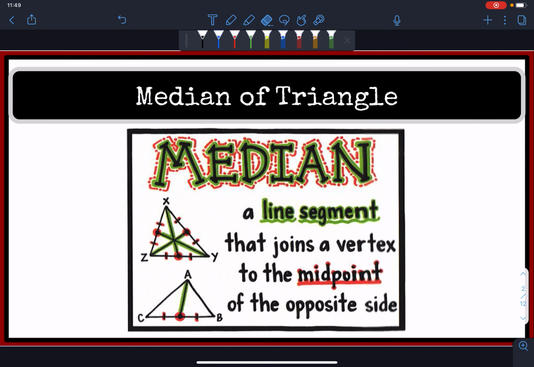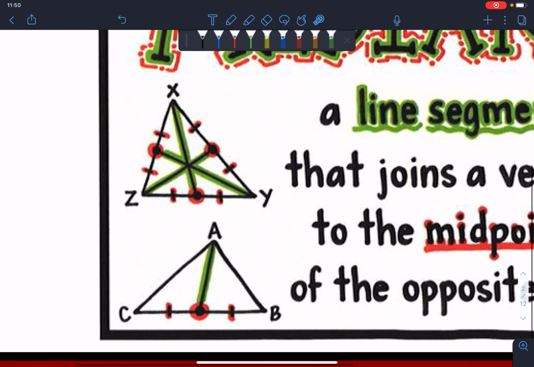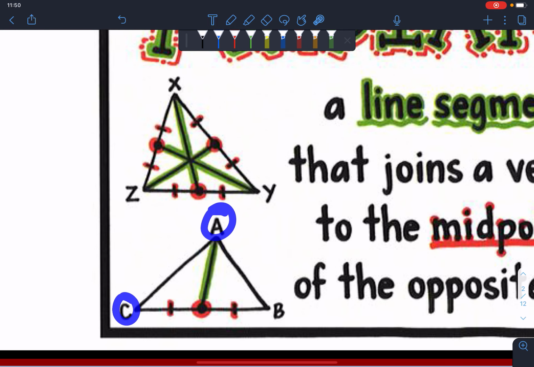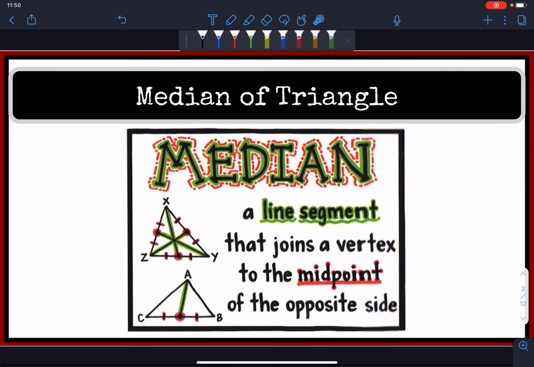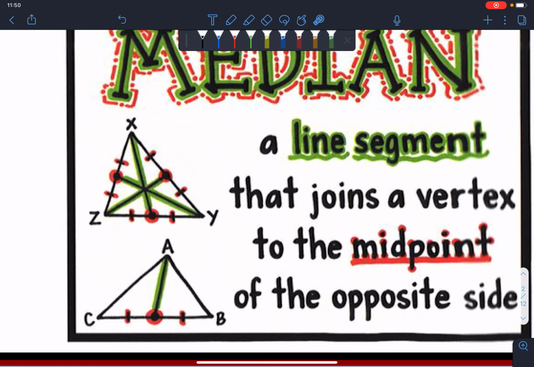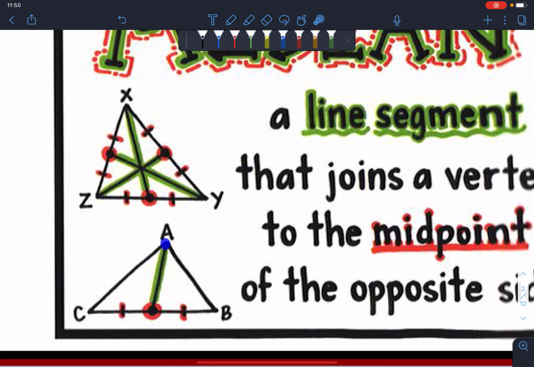A median is any line segment that joins a vertex. Let's go over that definition. The vertices are the corners of the triangle, and the median joins that vertex to the midpoint of the opposite side. So like you see right here, we have corner A, the vertex A, and we connect it to the middle of the opposite side. This segment here is referred to as the median of the triangle.